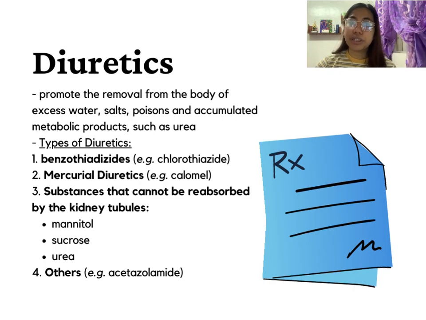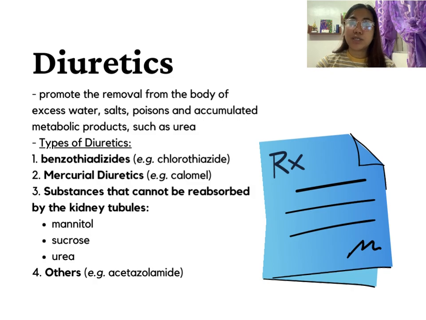They are more convenient than some other diuretics, for they can be taken orally in the form of pills. And these drugs are also used to reduce high blood pressure or hypertension. So another type is mercurial diuretics. An example is calomel. It works just like benzothiazides, but is less easy to use.